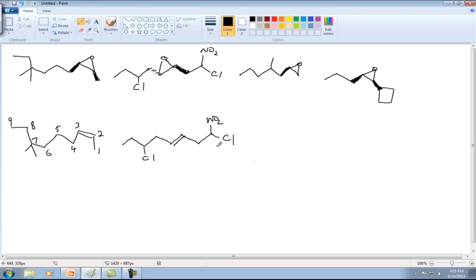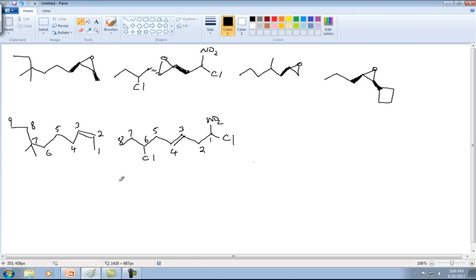but we're going to number this so that we get the lowest possible number we can on the alkene. So it'll be 1, 2, that'll be 3, 4, 5, 6, 7, 8. So if I numbered it from the other direction, it would have been 1, 2, 3, 4, 5, so it would have been 5 on the alkene, and that's going to be bigger than 3, so we'll go with this direction for the numbering.